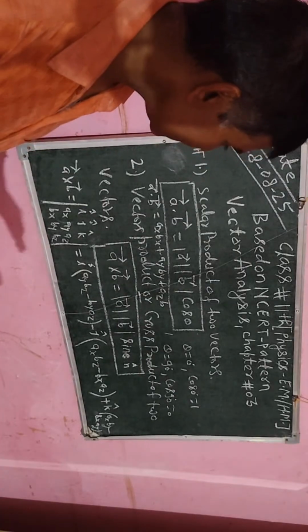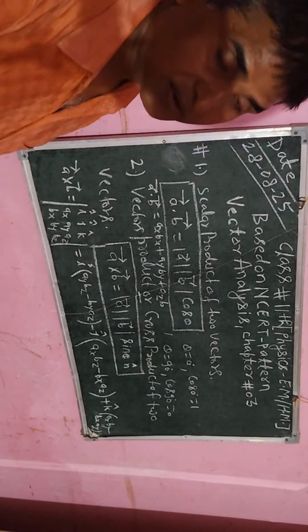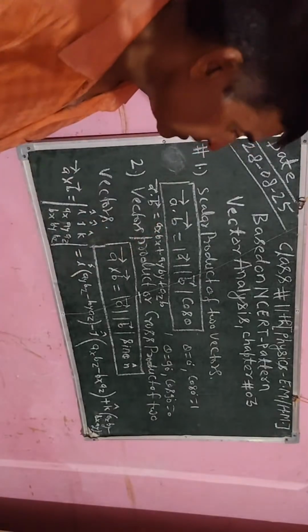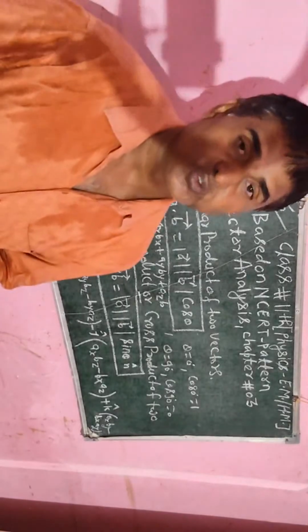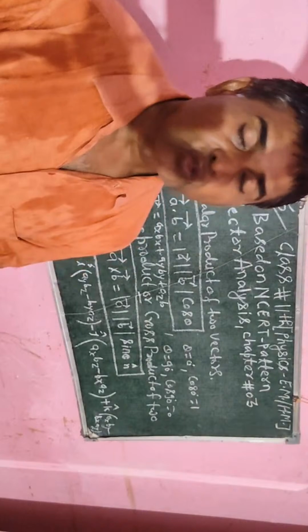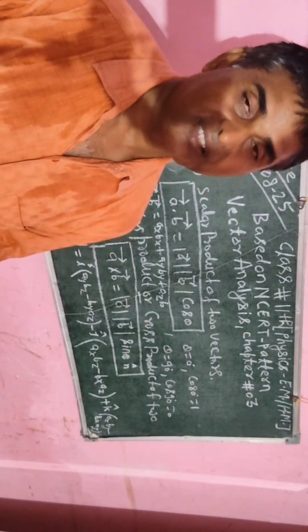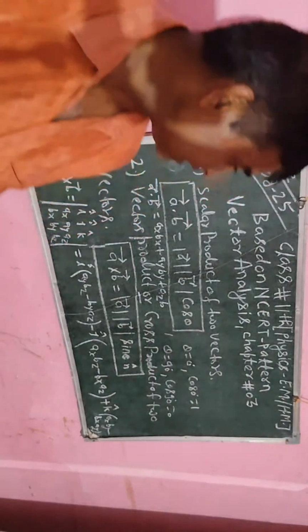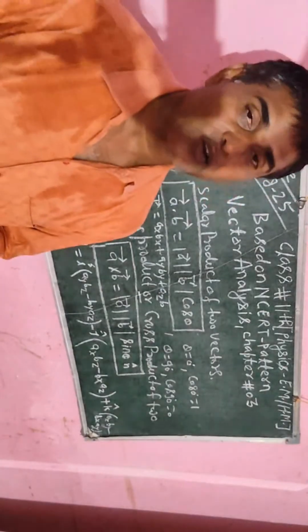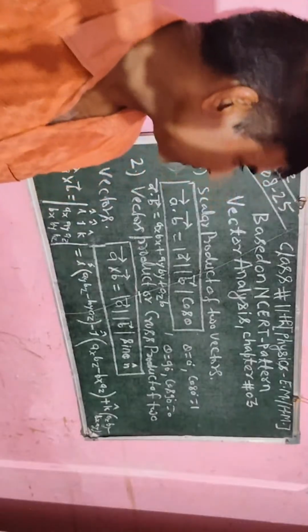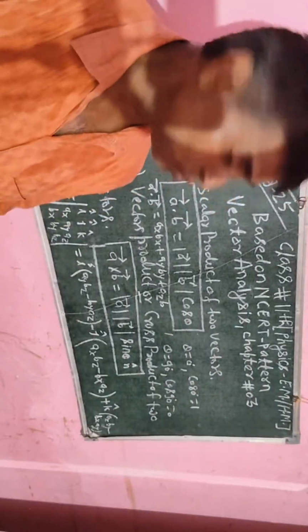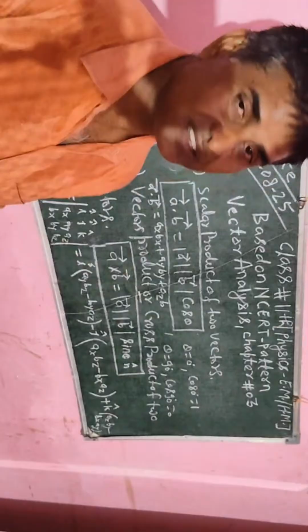Okay student, one vector is perpendicular to another vector. So all this information I will explain in Hindi, so students who are in Hindi medium can also understand all this information in their language, and also students reading in UP board can understand this information.